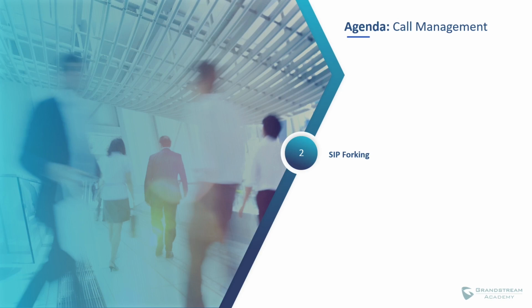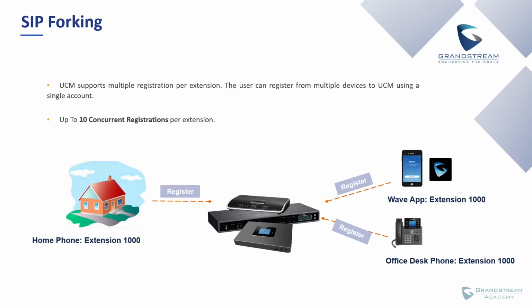Now let's learn about SIP forking, which is used often by our clients, and it helps in many case scenarios. On the UCM, when creating a SIP extension, you have the ability to configure this extension to have multiple registrations at the same time, which allows the UCM users to receive the incoming calls to the extension on many devices simultaneously. This is what we call SIP forking.